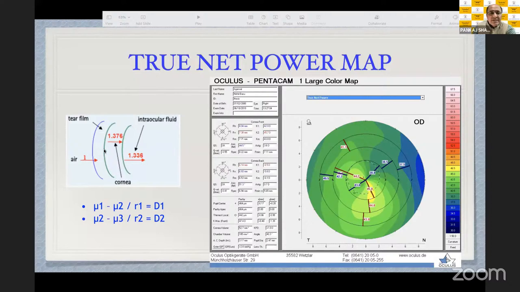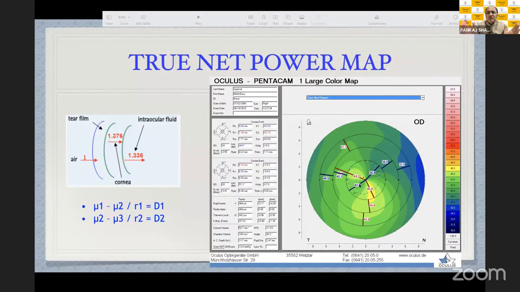It calculates the anterior power of the cornea. It calculates the posterior surface power, and then it adds up the two, and then it creates this map. So in a normal cornea, the sagittal and true net power map will be almost the same. However, if the posterior cornea does not conform with the anterior cornea, there will be a marked difference between the true net power map and the sagittal map. Sagittal toh generalized hai, true net power uska har point pe anterior and posterior ko add karke aa raha hai.